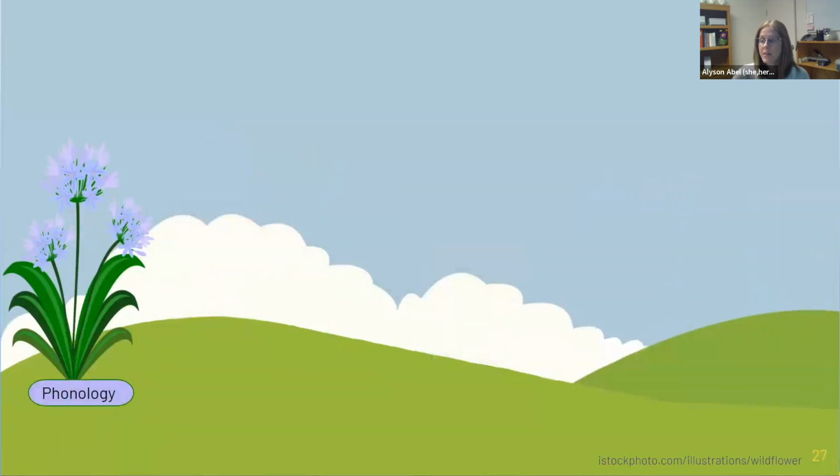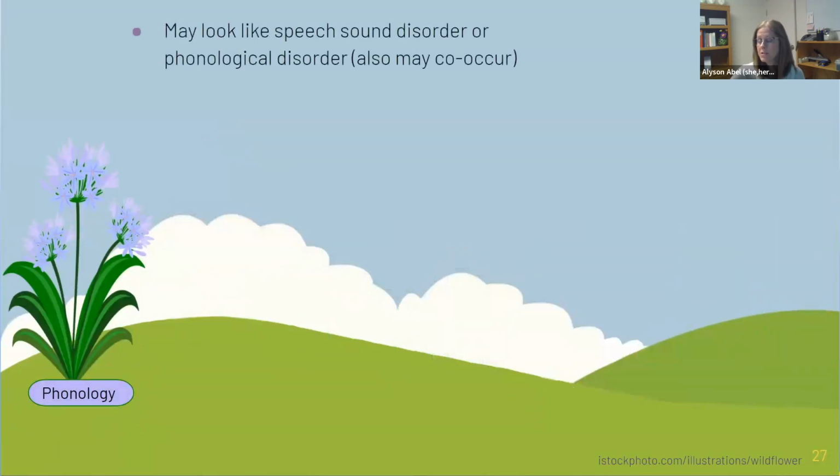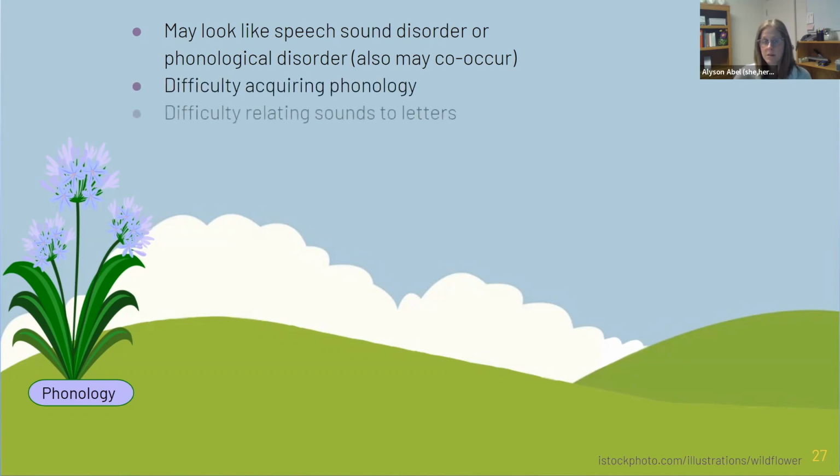Like all other areas of language, children with DLD may or may not show deficits in phonology. When they do, the profile may look like speech sound disorder or phonological disorder, and indeed, DLD and SSD, phonological disorder, do often co-occur. Some of the difficulties we see are in acquiring and using sounds, and when children enter the school years, we may see difficulty relating sounds to letters. A commonly shown clinical marker of DLD is deficits in phonological working memory, which can be easily assessed using a number repetition task.